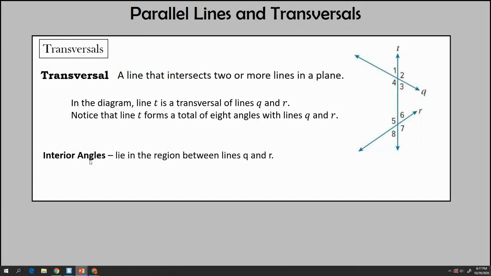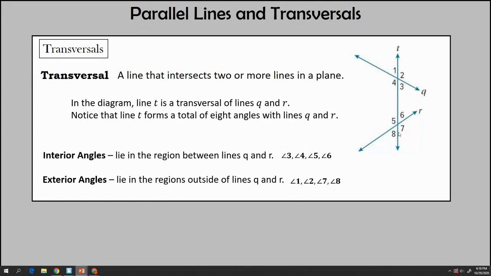One way we're going to classify them is on interior and exterior angles. So interior angles are the angles that are between the two lines being intersected by the transversal. So they're on the inside. So the interior angles in this case are 3, 4, 5, and 6. Exterior angles are the angles that are on the outside of the intersection of the two lines by the transversal. So they would be the points 1, 2, 7, and 8. So we'll look at interior and we'll look at exterior points when we have a transversal.